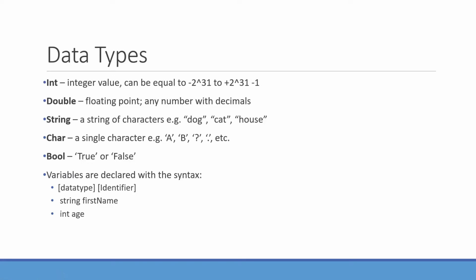So data types. There are a lot of data types out there, but the 5 chief ones that we'll be using are int, which is an integer value, which can be equal to any number between -2 to the power of 31 to +2 to the power of 31 minus 1. Doubles are floating point numbers. They're any kind of number with decimals.